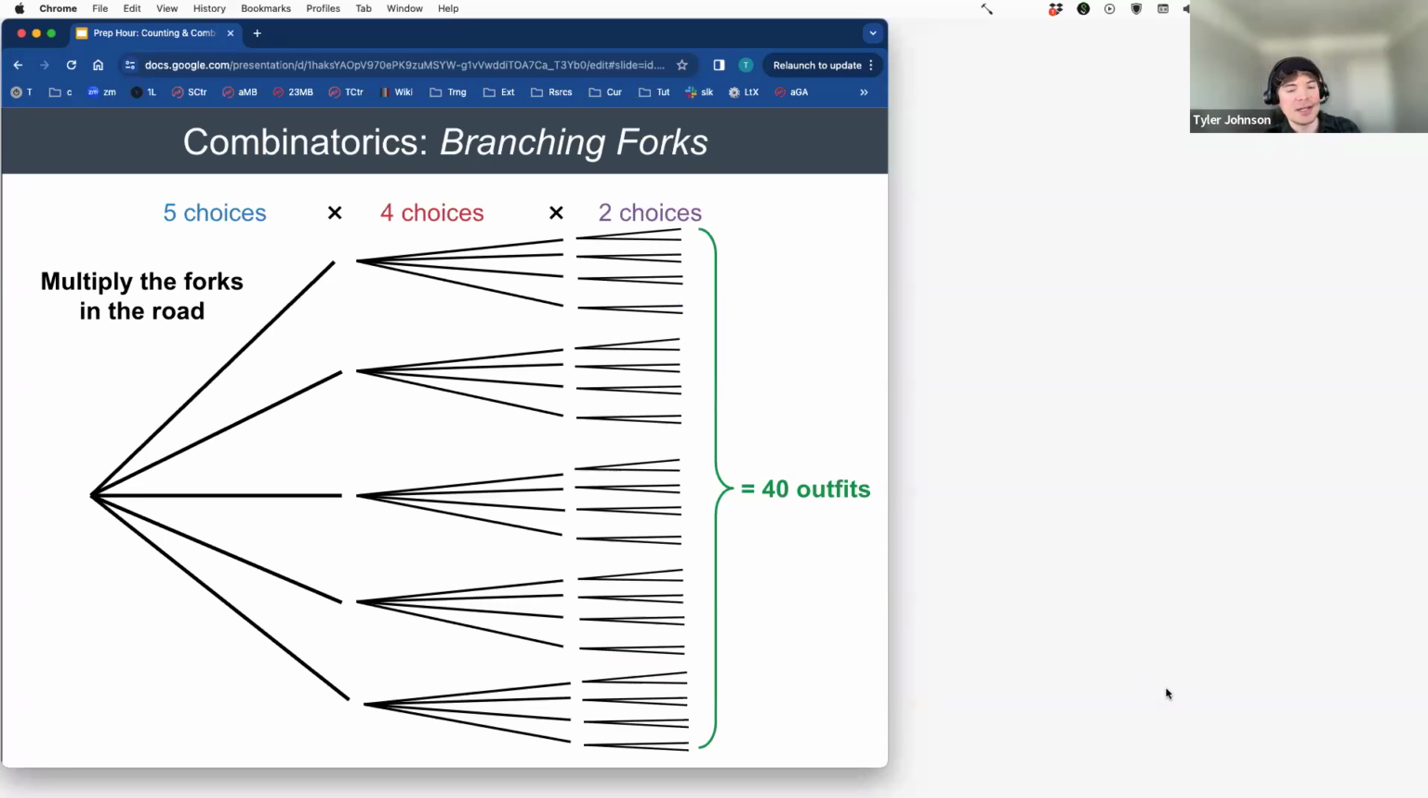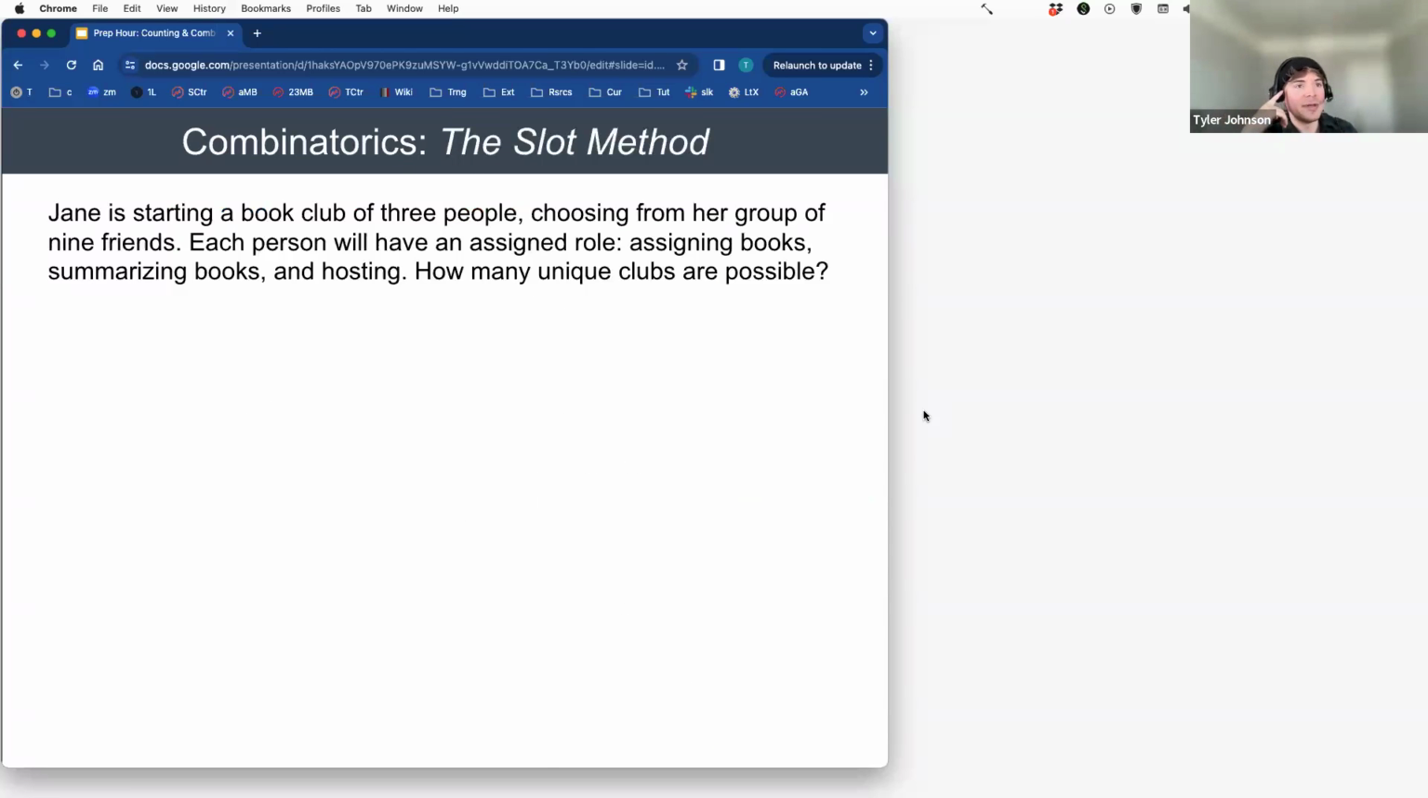So let's take that idea and start to complicate things a little bit more. And I want to introduce a method here, something called the slot method. That is my personal favorite way to approach counting questions. So go ahead and read this problem. And again, we're going to walk through this one together.